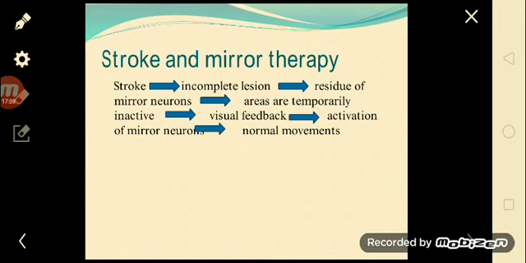What happens in stroke with mirror therapy? In stroke patients, there is an incomplete lesion or a residue of mirror neurons occur, and the areas are temporarily inactive. By giving this visual feedback, the patient can activate the mirror neurons and it helps in performing the normal movements.